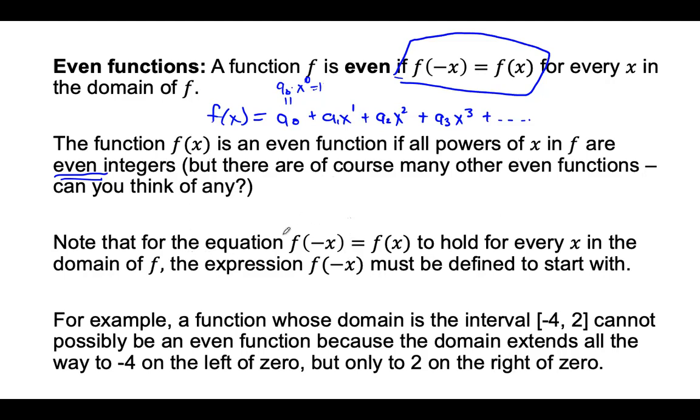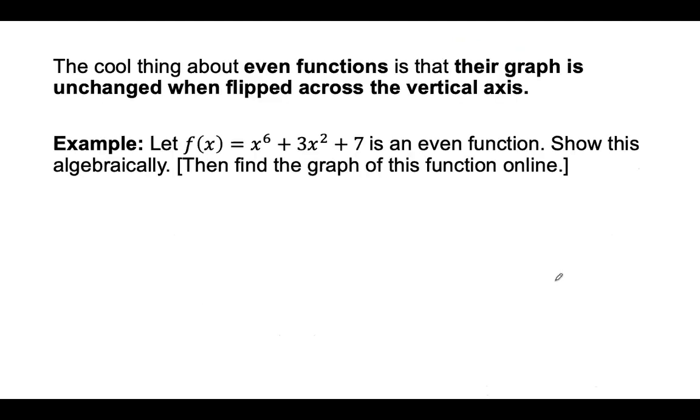So this equation, by definition, holds for every x in the domain of f. This expression, f of negative x, must be defined to start with. So for example, a function whose domain is on the interval from -4 to 2 cannot possibly be an even function, because the domain extends all the way to -4 on the left, but only to 2 on the right. And we're going to talk about that in a second. They have this thing called a symmetric property. So some examples here.